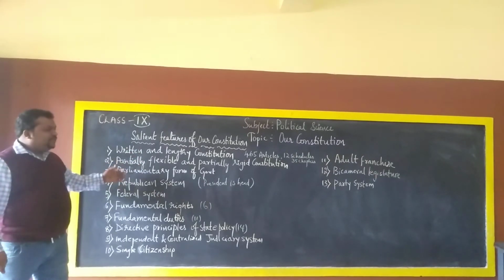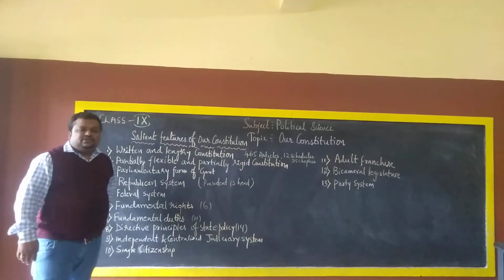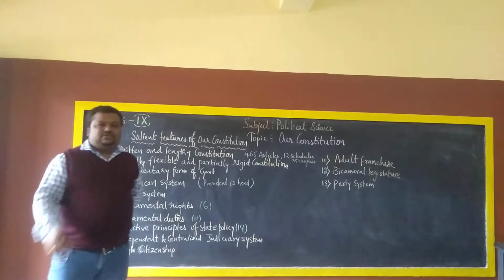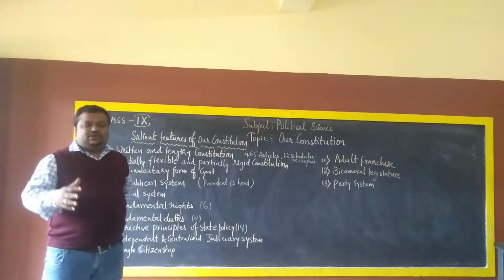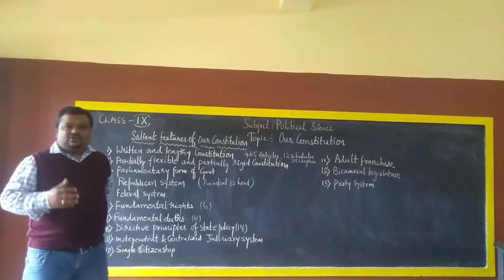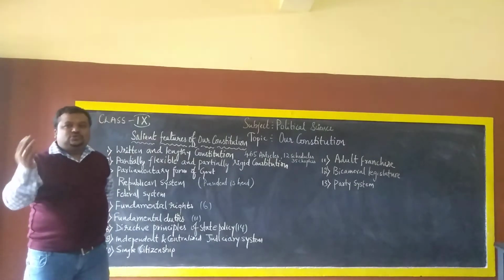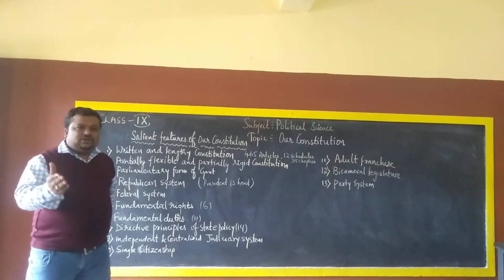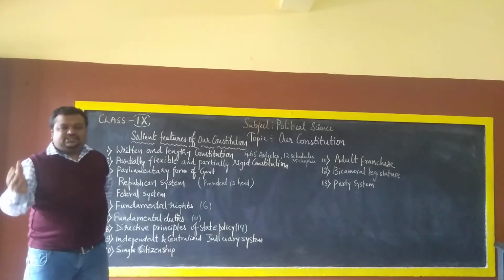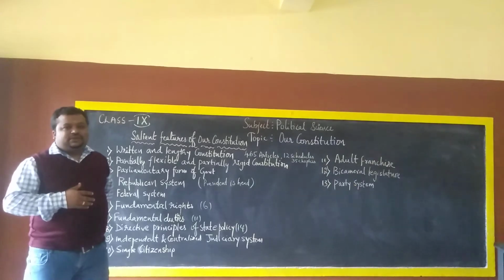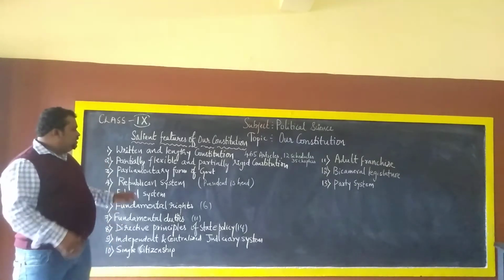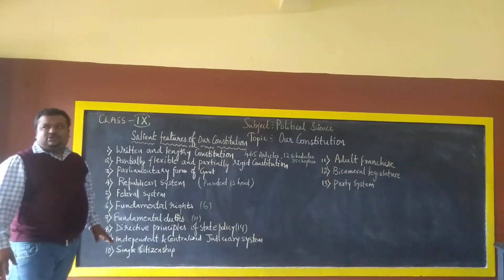The next one is the parliamentary form of government. You all know that. Our country follows the parliamentary form of government where there are two houses of the parliament, Rajya Sabha and Lok Sabha. So that is why we call it a parliamentary form of government.